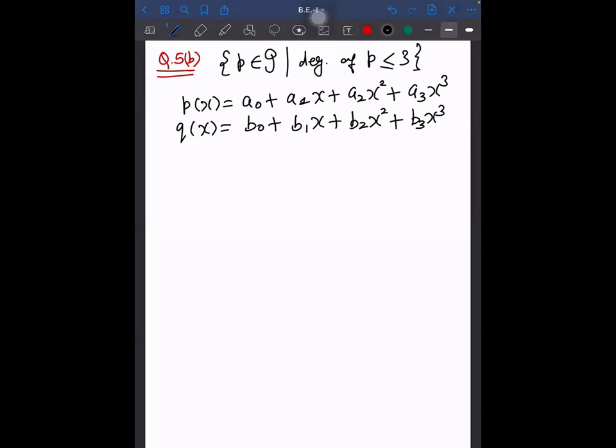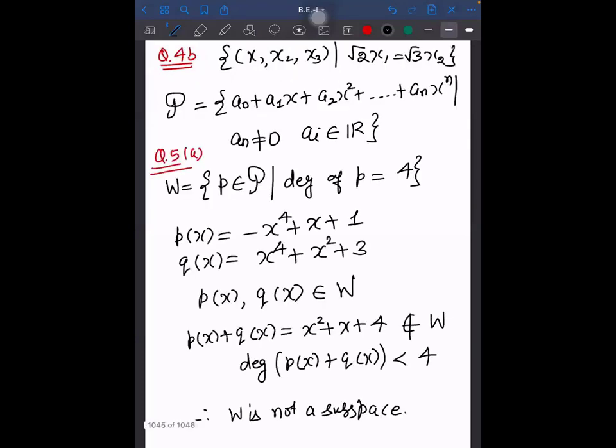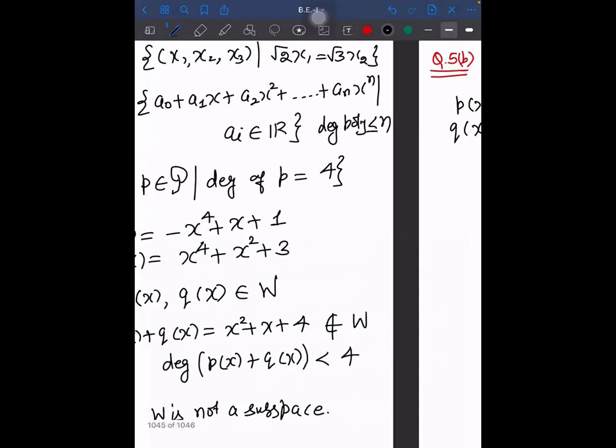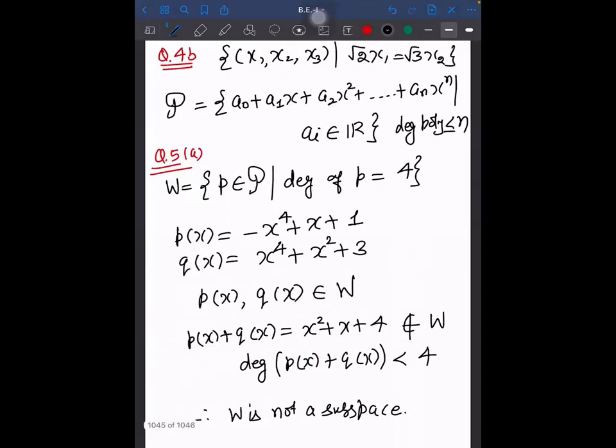Actually, an need not be nonzero. As I've told you, n होना जरूरी नहीं है. All I want to say is the degree of polynomials is less than or equal to n, so ai can take any value. अगर exact degree n होगी तो वो subspace नहीं बनेगा. That's what I want to say. So there was a small error. I should write it as degree of polynomial should be less than or equal to n.